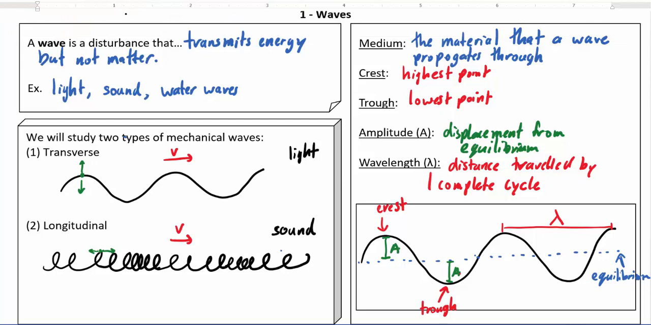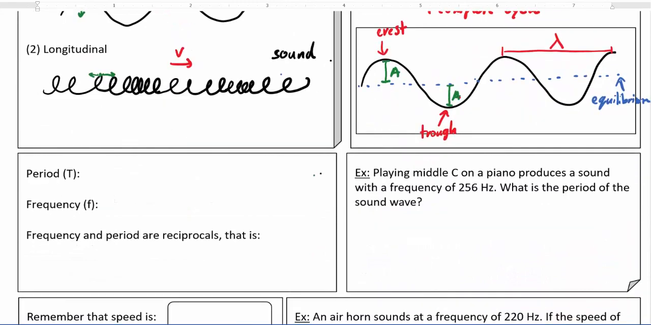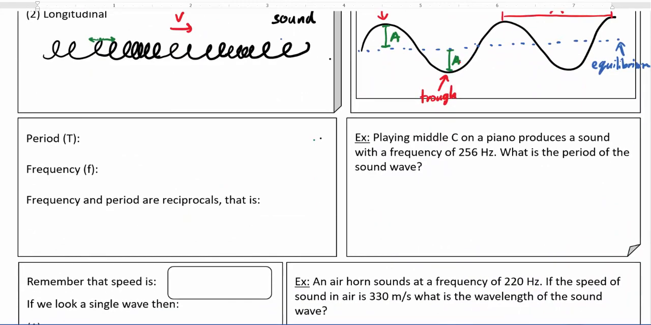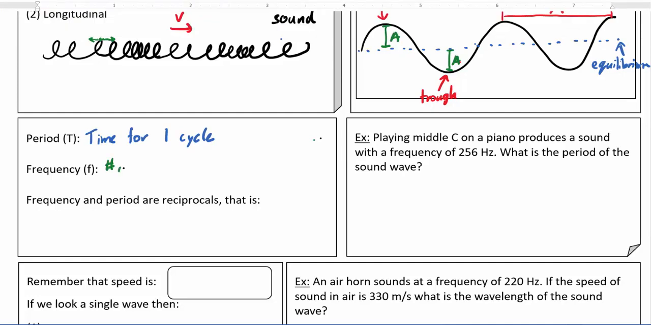Okay. So, in addition to these terms, we've got a few other terms that we need to get used to, and those are period and frequency. The period of a wave, capital T, is really a measurement of time. And so the period is the time for one cycle. And the frequency is the number of cycles per second.